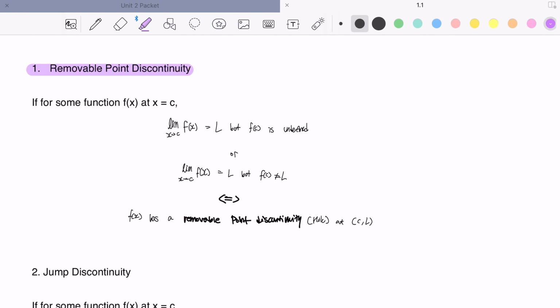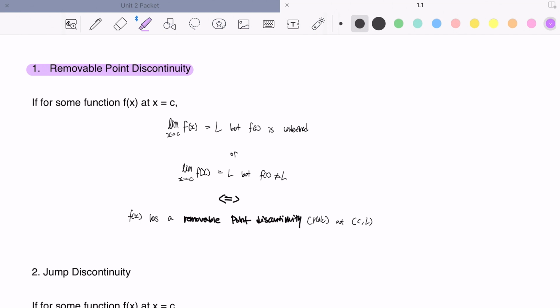So the conditions, the reason of removable point discontinuity, you can find when, for some function f(x) at x equals c, the limit of x towards c of the function equals L, but f(c) is undefined, or the limit of x towards c of the function equals L, but f(c) is not equal to L. This turns out that f(x) has a removable point discontinuity, which is also called a hole at (c, L).